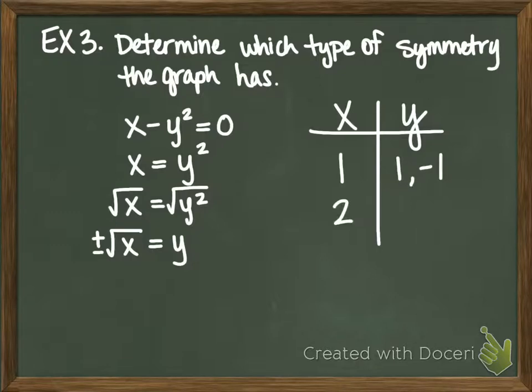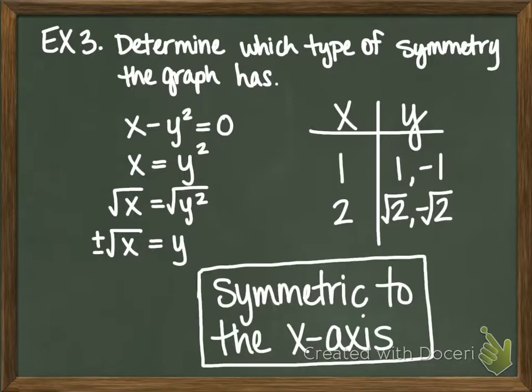Same thing when I plug in 2. It's going to be the positive and negative square root of 2, so that's 2 solutions: the square root of 2 and the negative square root of 2. So I have an x value that is giving me 2 different y values. So that means that this graph is symmetric to the x-axis.